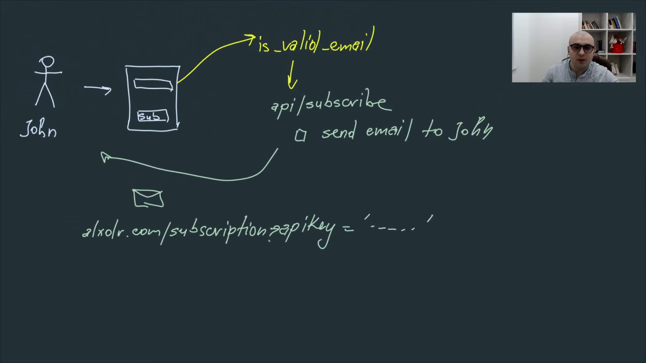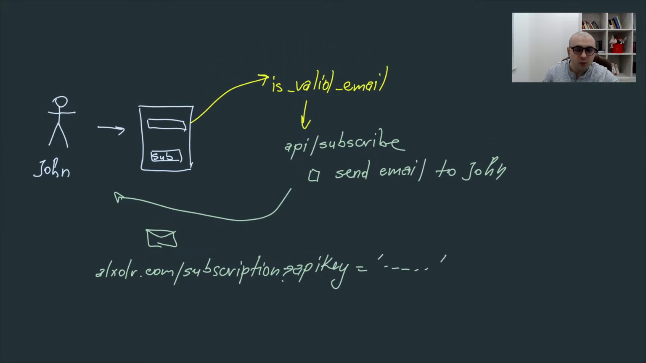So to reiterate what we'll need to do, on the UI side we validate if our email is correct. And then, if the email is valid and everything is good, we'll call subscribe. Subscribe will generate this API key and we'll send an email to John to confirm if his email is valid. Once John clicks the URL, we will find John by this API key and we'll confirm his email.